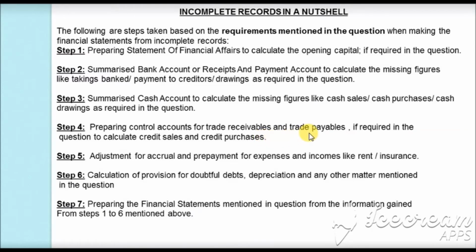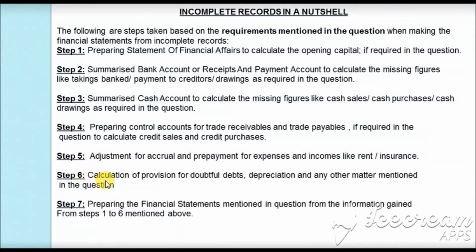In this question we have made the account for trade payable, and as all the purchases were on credit, the total purchases which we found was the credit purchases, and this was also one of the steps which we have done in this question. Then in step 5, we make the adjustments for accruals and prepayments for the expenses and the incomes, like the rent. We have done the calculation for the prepayments and accruals for rent. Sometimes it may be for insurance, for commission, or for various income and expense accounts. So that will be our 5th step.